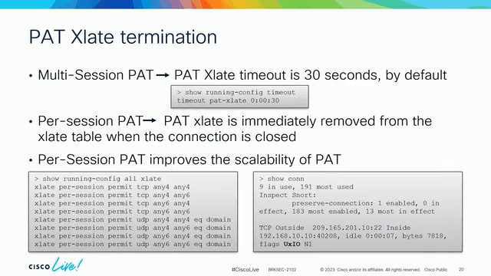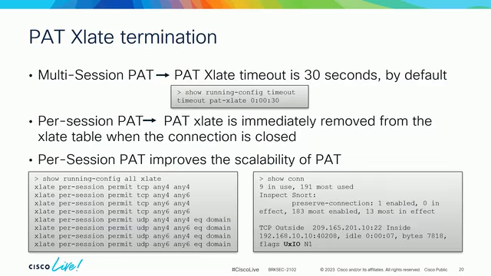On the other hand, we have per-session PAT. And with per-session PAT, the xlate is immediately removed from the xlate table as soon as the connection closes. Then again, let's refer to the same example. If we have a connection, and this connection has an xlate entry associated to it, as soon as the connection closes, the connection is removed from the connection table, and the xlate will also be removed from the xlate table.